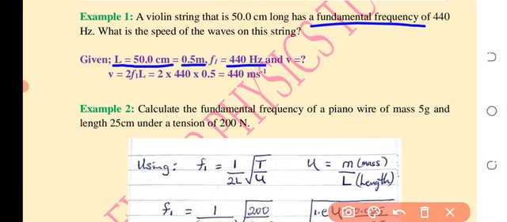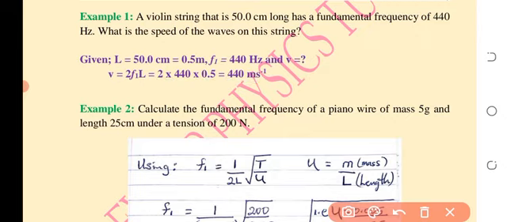So we have to find the speed of the waves in the string. If you remember what we derived, our speed for string vibrating in first harmonic mode is given as this. So substituting the parameters given in the question, we're going to have 2 multiplied by the fundamental frequency, which is 440, multiplied by the length of the string, which is 0.5, and we have the answer as 440 meters per second.